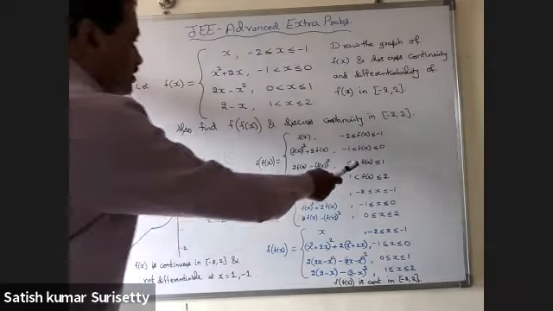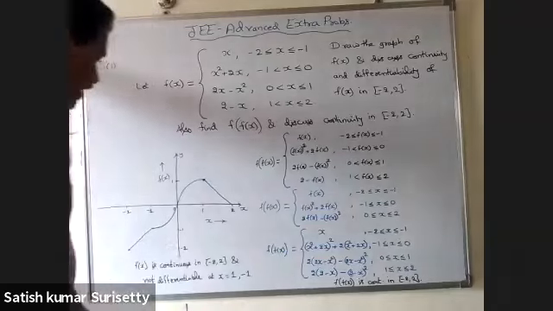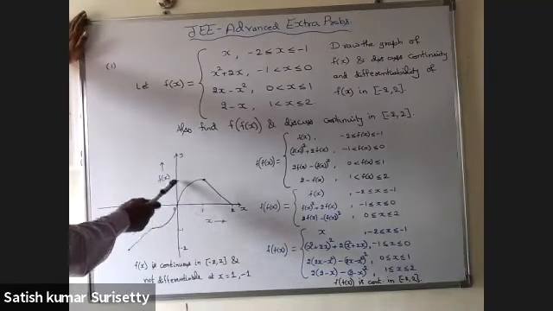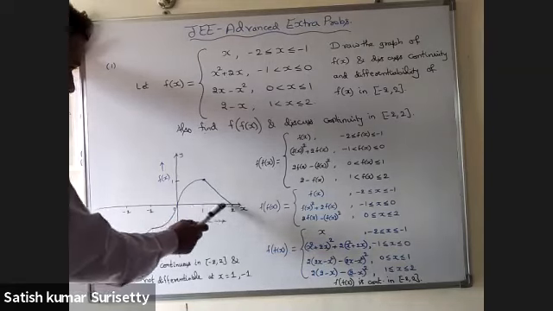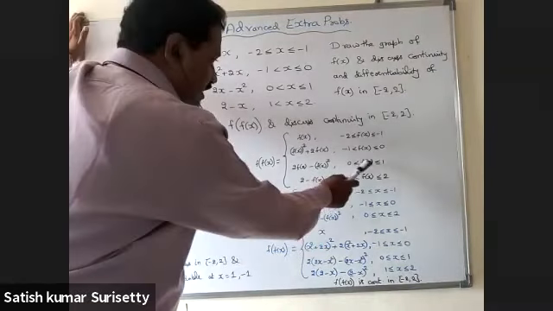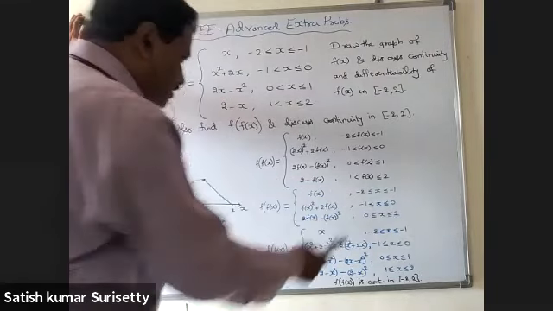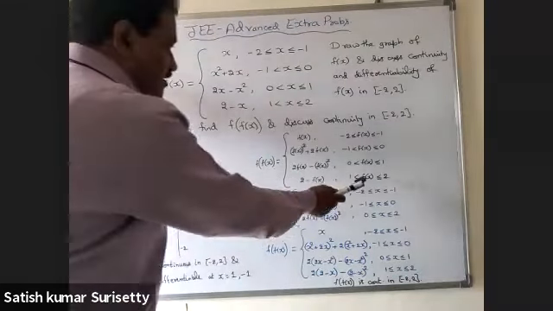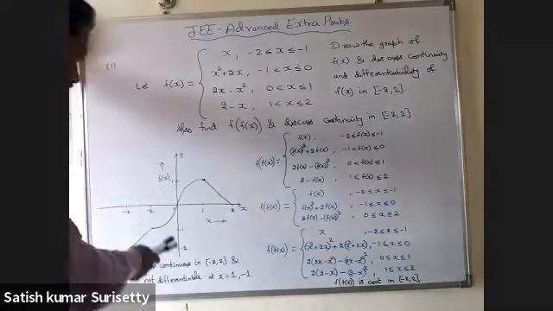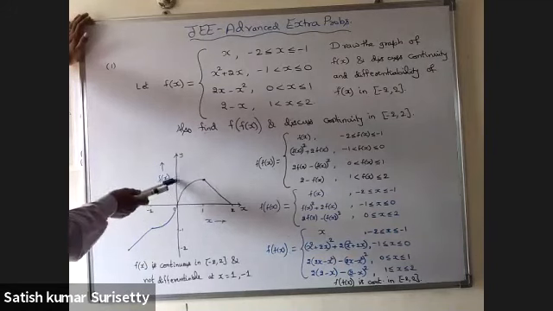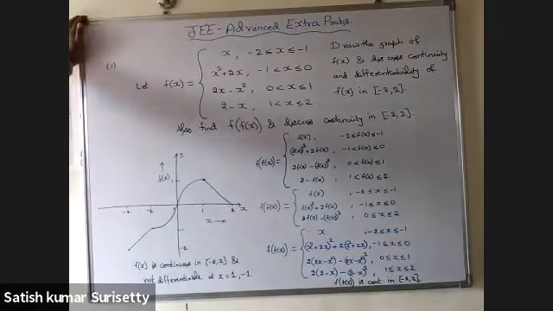Next, 0 to 1 for f(x). So f(x) lies between 0 to 1, so x will lie between 0 to 2. So replace this 0 < f(x) ≤ 1 with 0 ≤ x ≤ 2. Next, fourth part, 1 < f(x) ≤ 2. But f(x) cannot have any value from 1 to 2. So that means this fourth part you can eliminate directly.